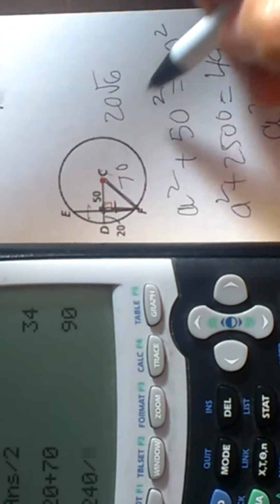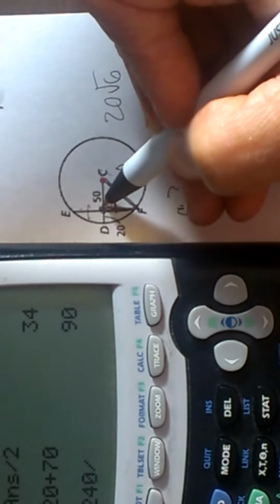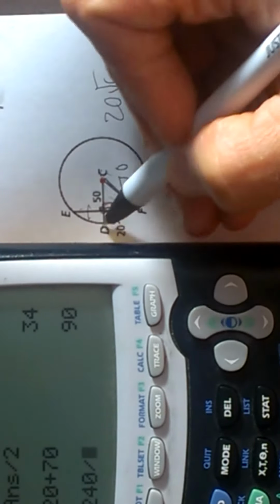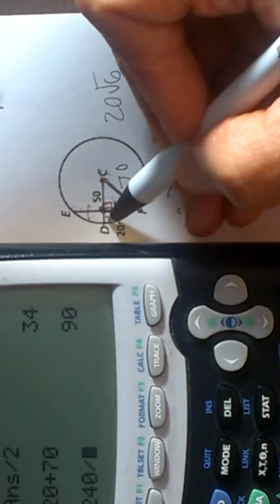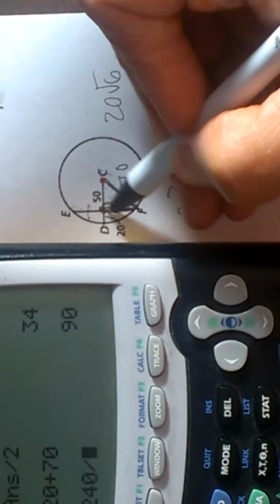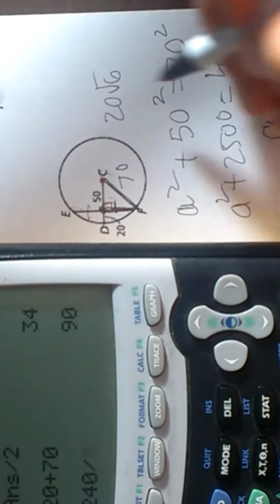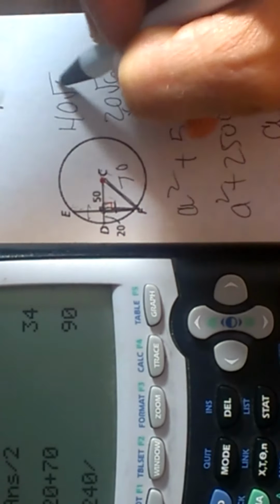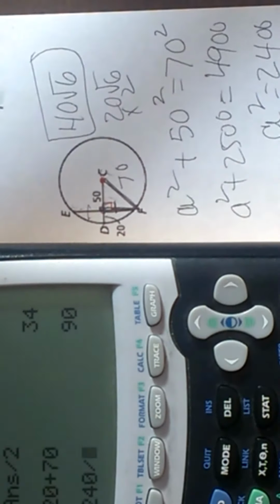But we know that this segment was cut in half because we have a right angle here, and that theorem tells us if a radius cuts a chord in half, then there's a right angle, or if we have the right angle, then the chord's cut in half. So let's double that. So that's 40 root 6. And there's our answer. There you go.